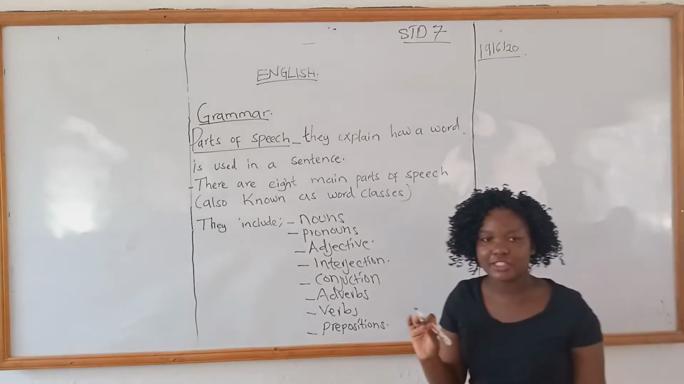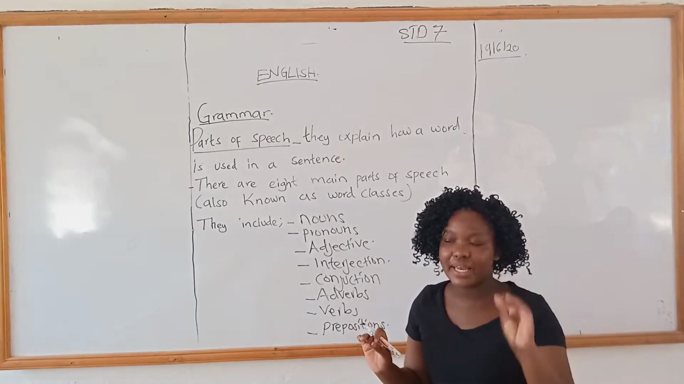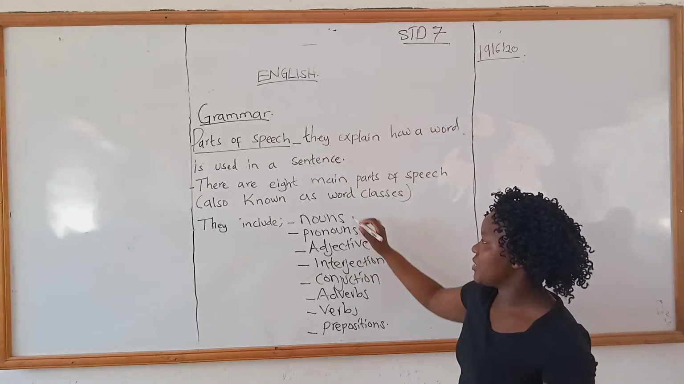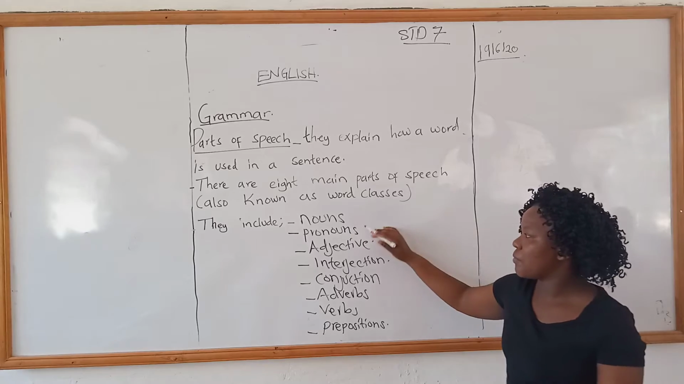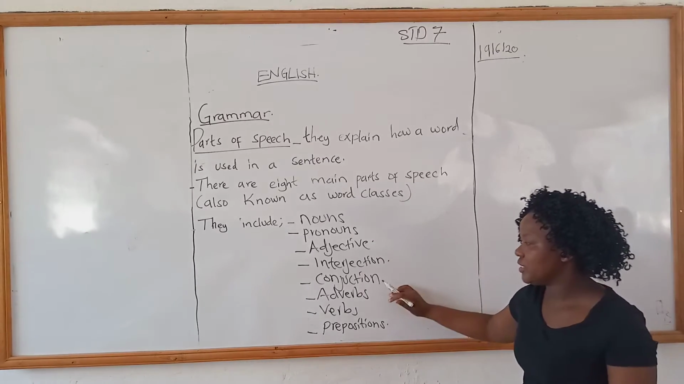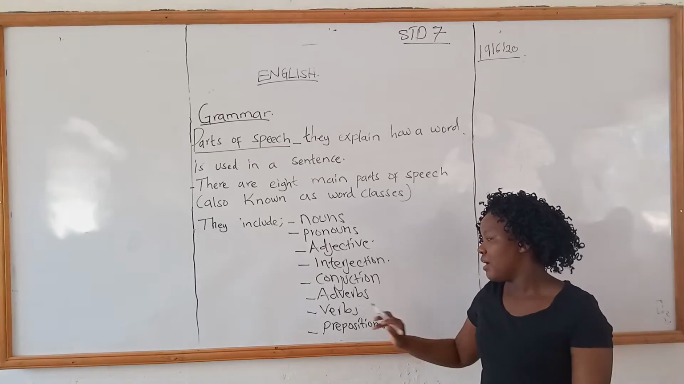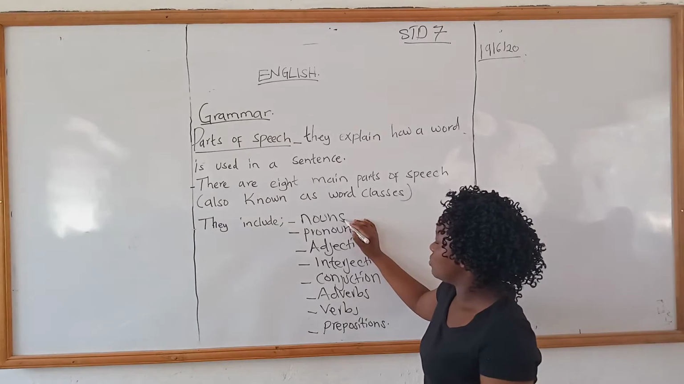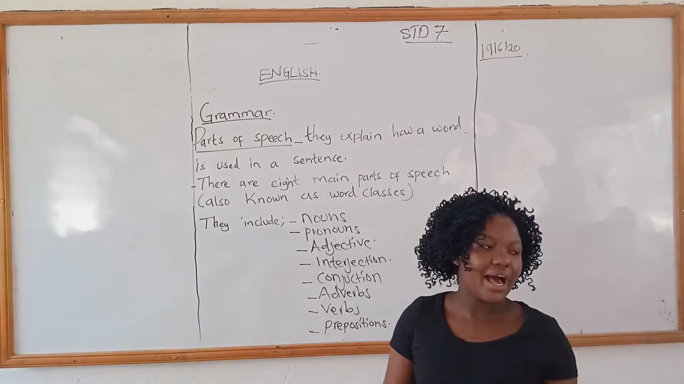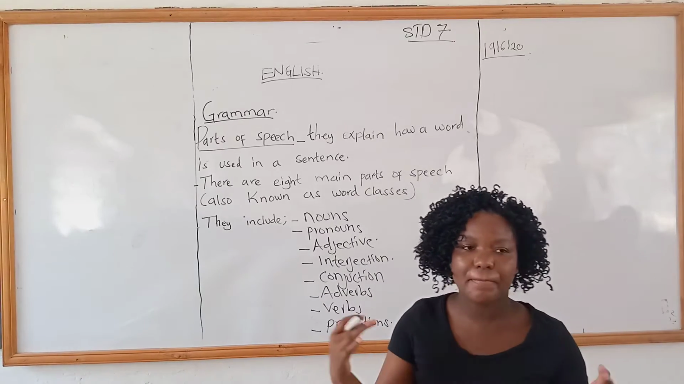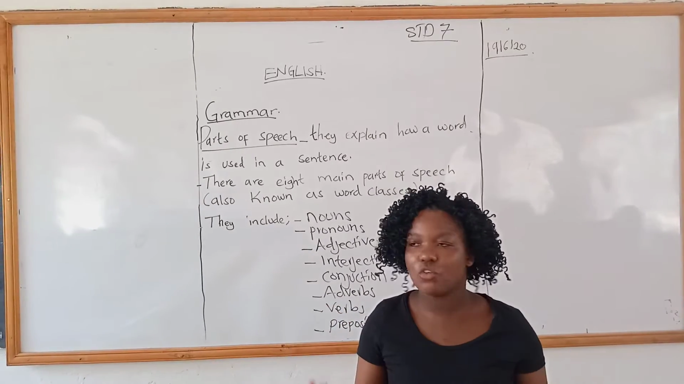And in English, we have eight main parts of speech. We have nouns, pronouns, adjectives, interjections, conjunctions, adverbs, verbs, and prepositions. So we can start with noun. What is a noun, learners? A noun is a naming word, a name of a person, of a place, of a city, of a town.